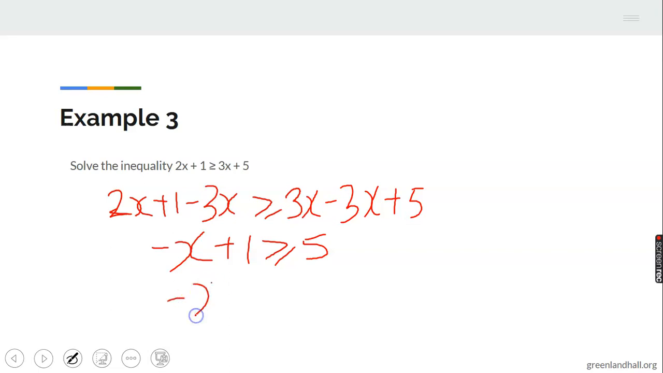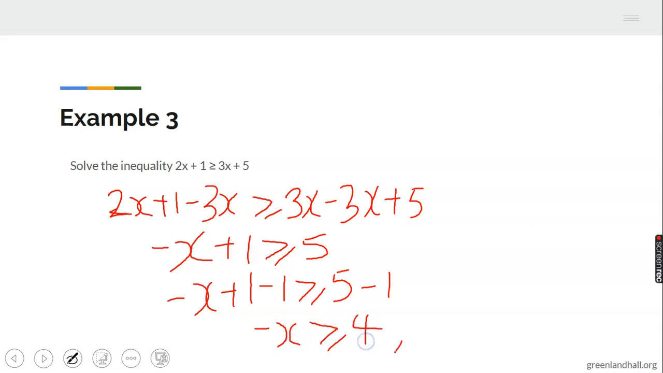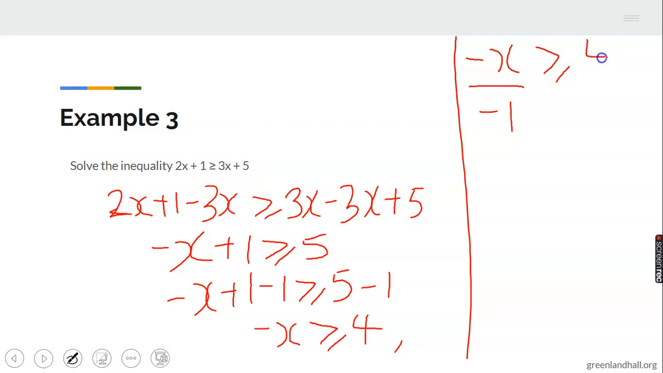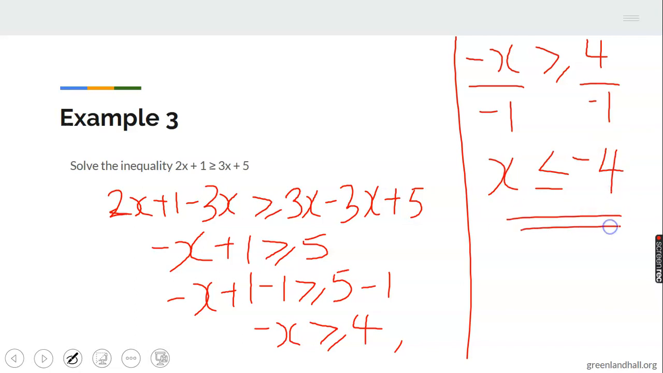I will have minus x plus 1 minus 1 greater than or equal to 5 minus 1. And that will be minus x is greater than or equal to 4. So I'm looking for x, not minus x. So what do I do? I divide through by minus 1. That is minus x divided by minus 1 is greater than or equal to 4 divided by minus 1. So once you divide by a negative, you have x is less than or equal to minus 4. That is that.